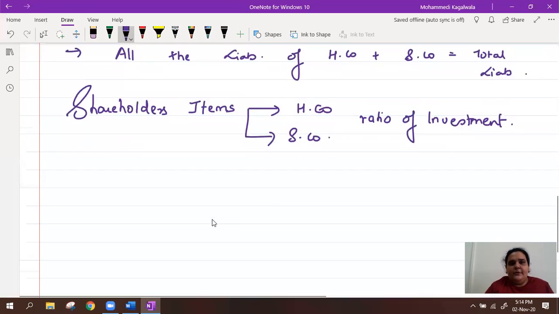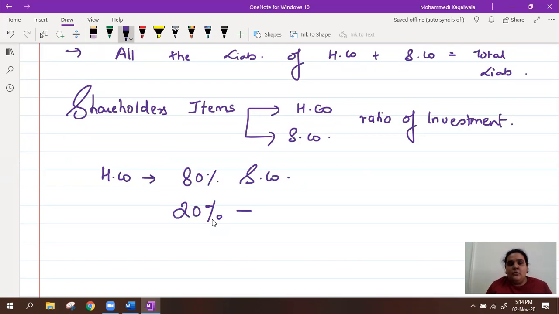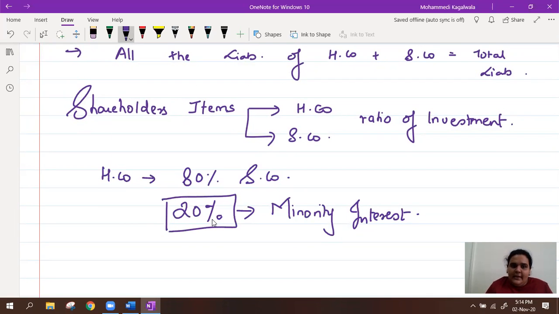Okay, if I tell you today that the holding company holds an 80% stake in the subsidiary company, that means the balance 20% is who? They are the minority interest. They are others. होल्डिंग कंपनी का 80% है तो बैलेंस 20% कहाँ गए? वो भी है सब्सिडरी कंपनी के साथ, उनको हम माइनॉरिटी इंटरेस्ट बोलते हैं.